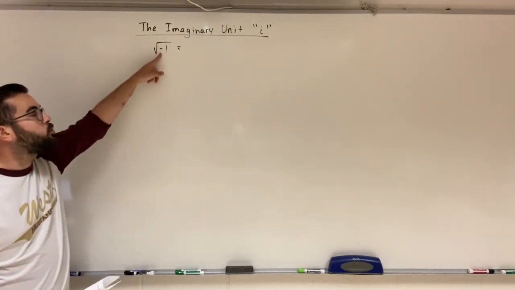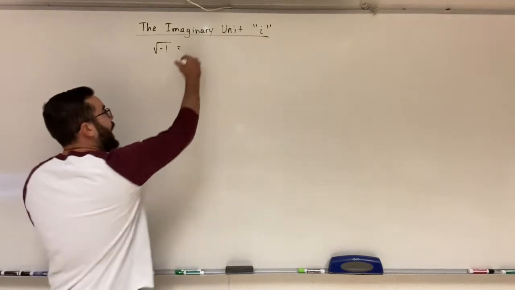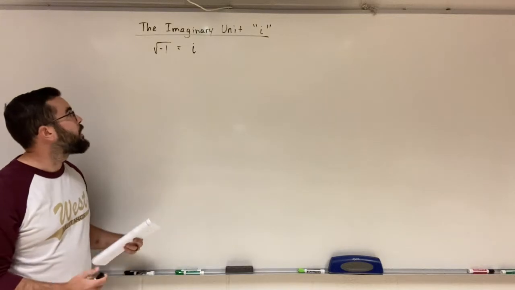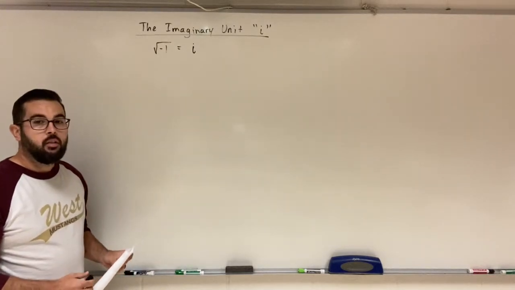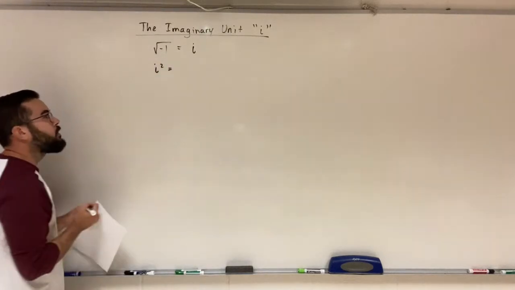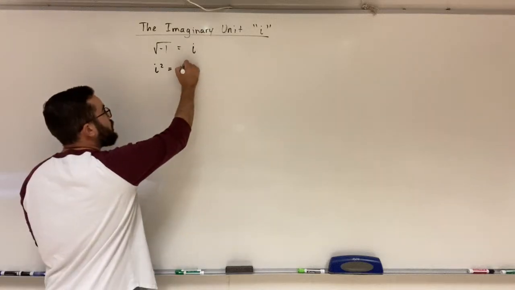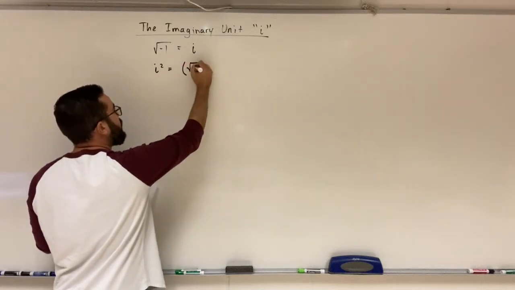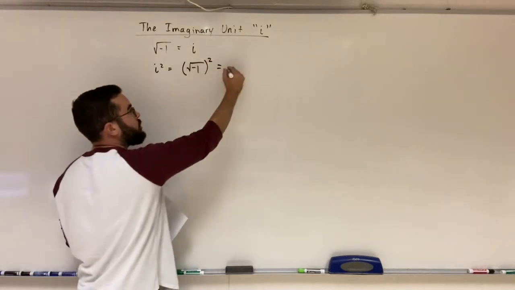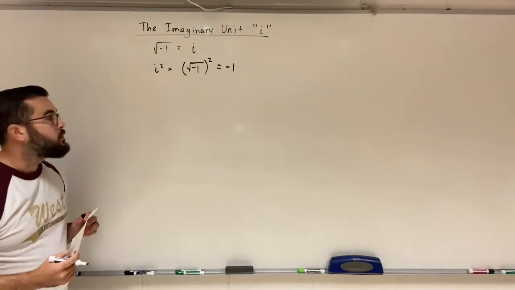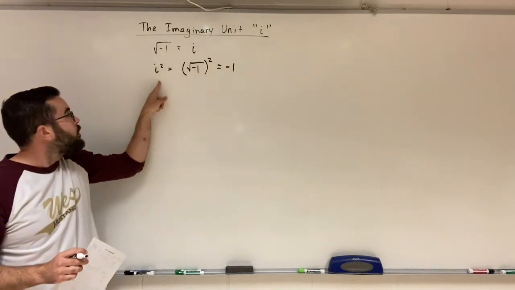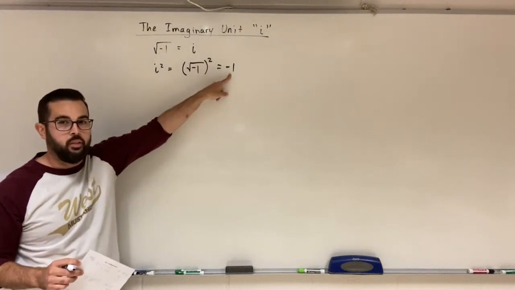Well, if we consider the square root of -1, we let that be i. That's how we define the imaginary unit i. It's the square root of -1. So we can do some things with that. We can say, what then is i squared? Well, i squared would just be the square root of -1, squared, which the square root and the square cancel each other out, leaving -1. So i squared is -1, which is interesting because you square an imaginary number, you get a real number.